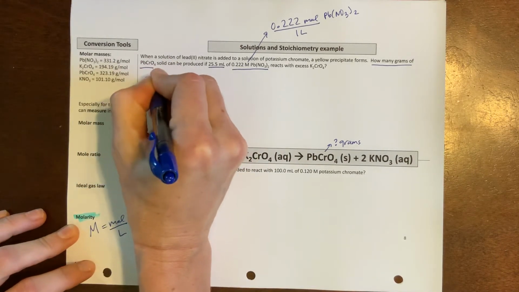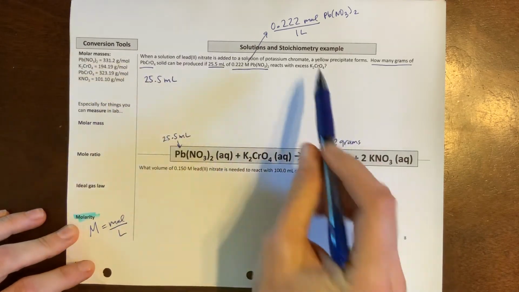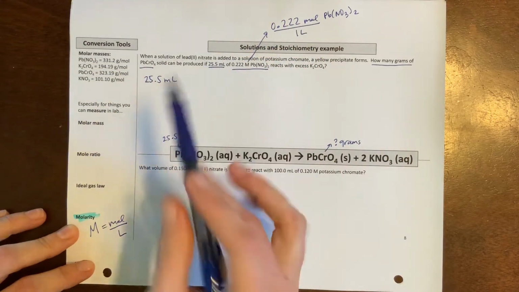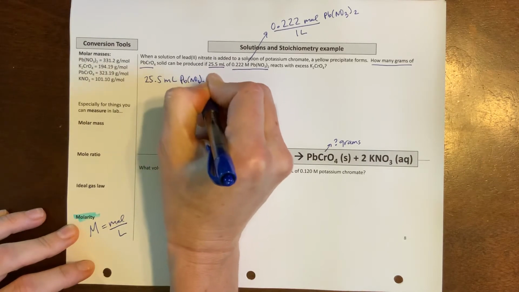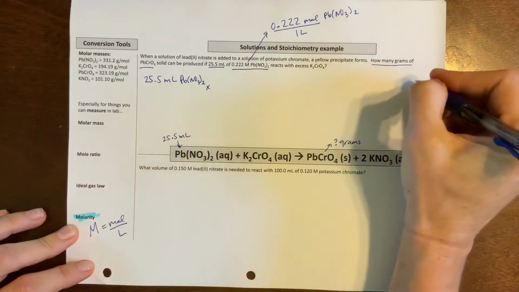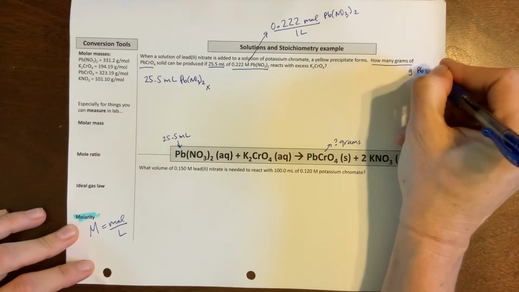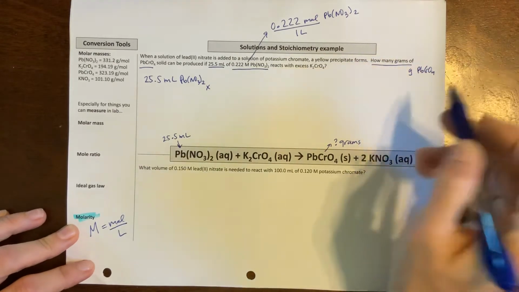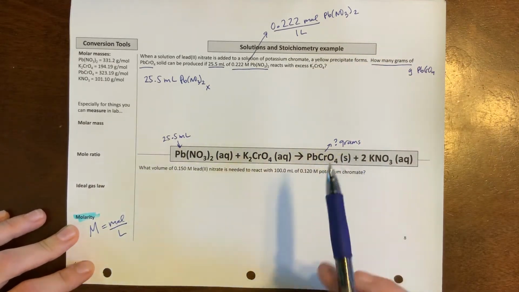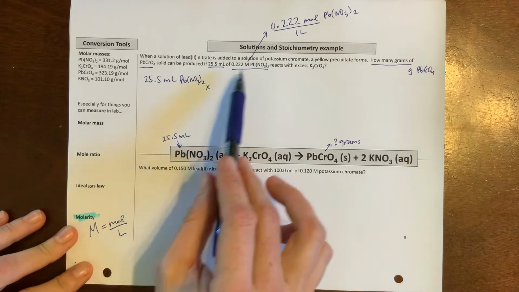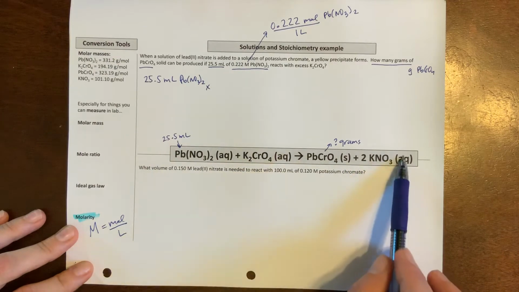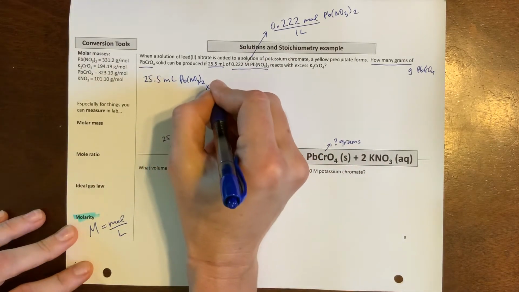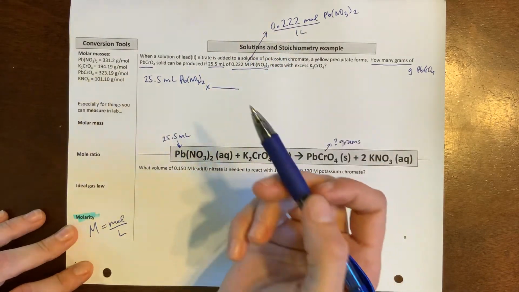So I'm going to start here with the 25.5 milliliters. Don't start with your conversion, start with your number that's not a conversion. And this is lead nitrate. And I know that I'm trying to get grams of lead chromate down here. So I'm going to leave myself that little note that this is where I'm headed. I have this molarity, and the molarity is going to help me get to moles, which is going to help me use my mole ratios. So I need to work my way to molarity, and that means I need to get to liters.